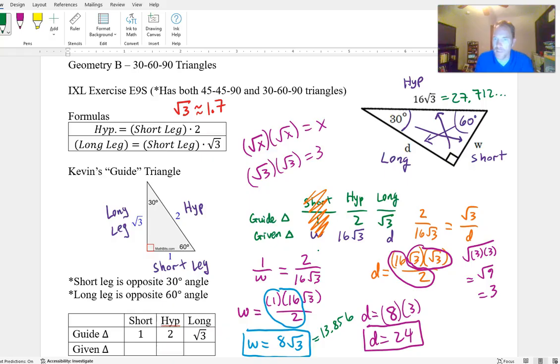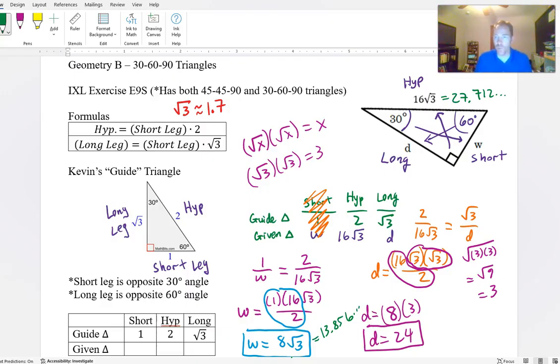All right, 16 square root of 3 on the calculator is a little over 27, almost 28, which is bigger than the long leg of 24. The hypotenuse should be bigger, so that checks out. And then the short leg, W, 8 square root of 3 on the calculator is 13.8 something, almost 14, but shorter than the long leg. So everything is reasonable in there.